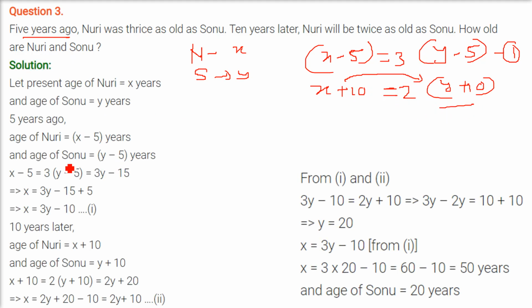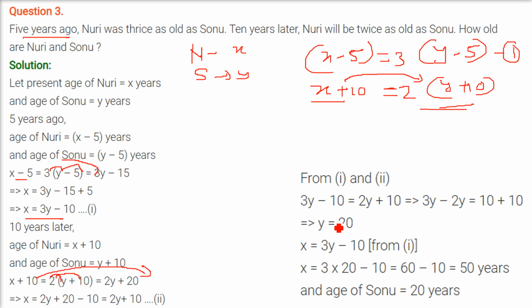The first equation is x minus 5 equal to 3y minus 15. You bring 3y here, or you can just leave it like this, it doesn't matter. x equal to 3y minus 10. Second one is x plus 10 equal to 2y plus 20. x equal to 2y, bring 10 here, so it will be 2y plus 10.